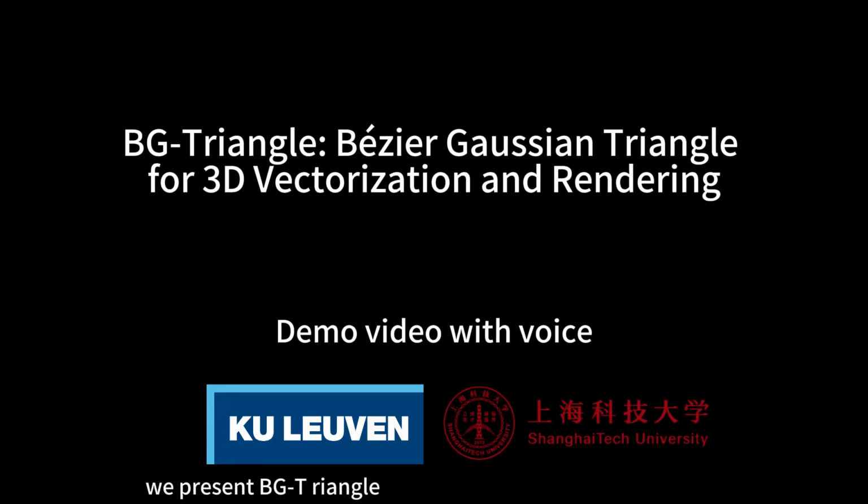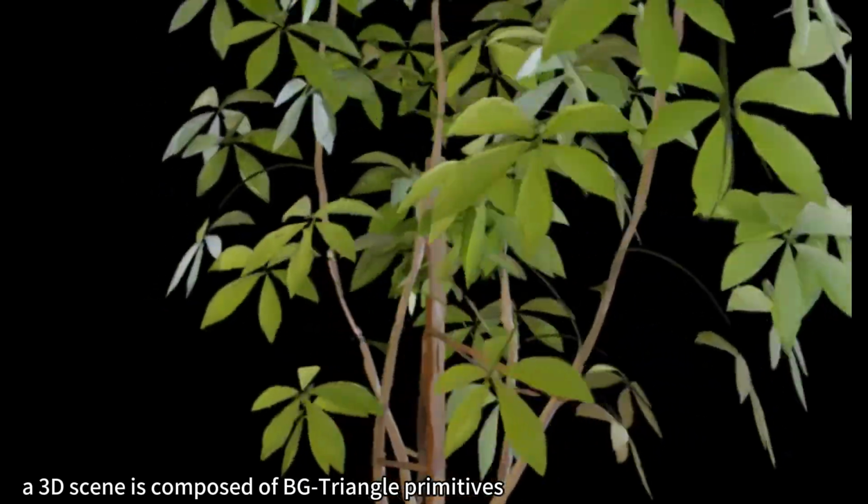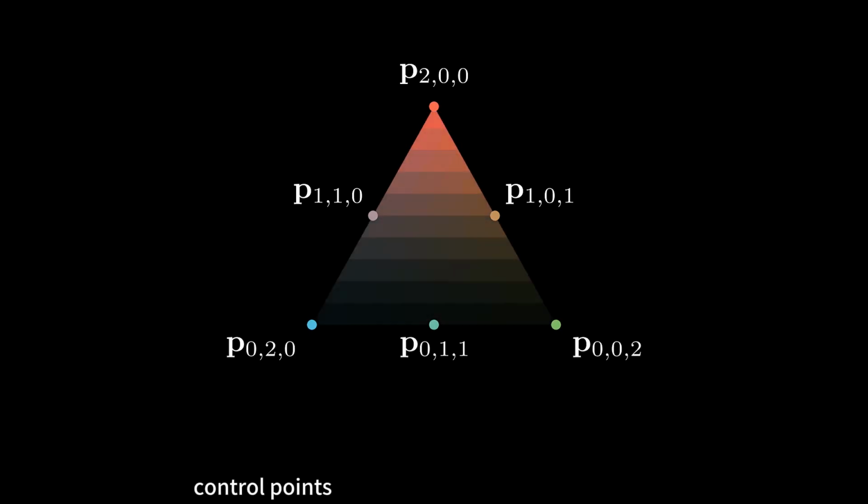We present BG Triangle, a novel vectorized 3D scene representation. Let's start with the definition. A 3D scene is composed of BG triangle primitives. The geometric shape of a primitive is determined by a set of control points.